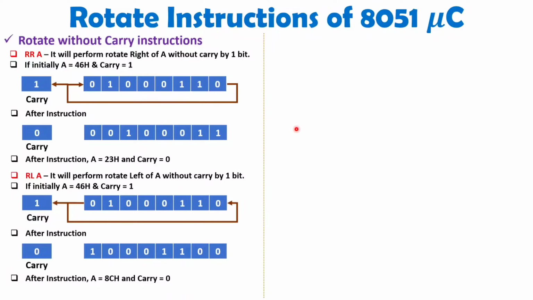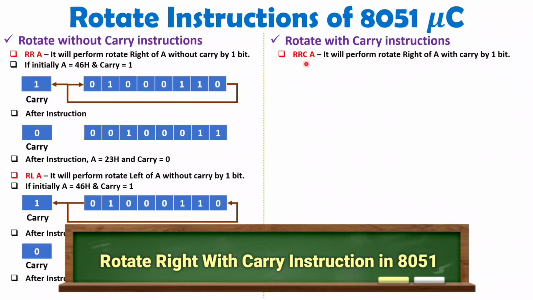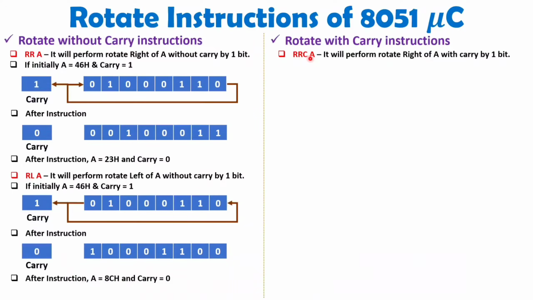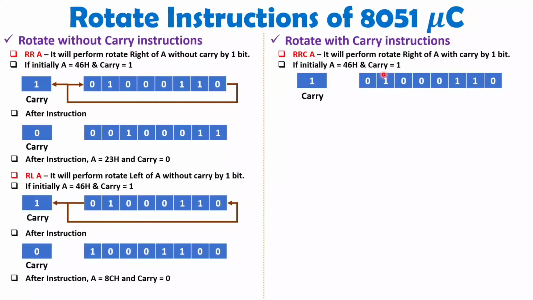Now my dear students, I'll explain rotate with carry instructions. When you have a rotate with carry instruction, the syntax is RRC for rotate right with carry, and that is happening with accumulator only, and this will execute rotate right by 1 bit only. Let us consider initially A is 46 hex and carry is 1. So here carry is 1 and A is 46 hex, where 4 means 0 1 0 0 and 6 means 0 1 1 0.